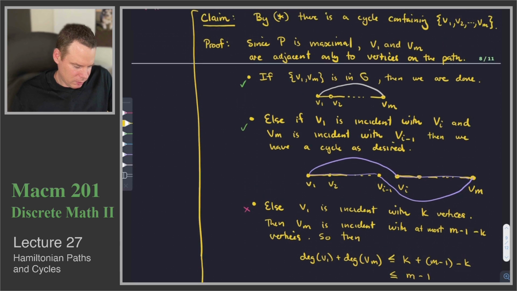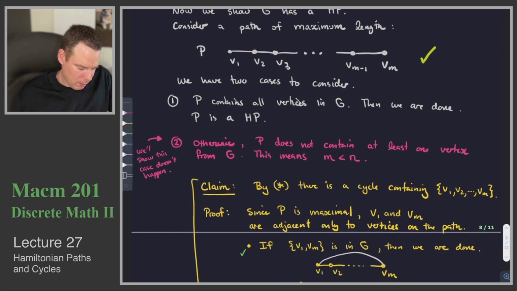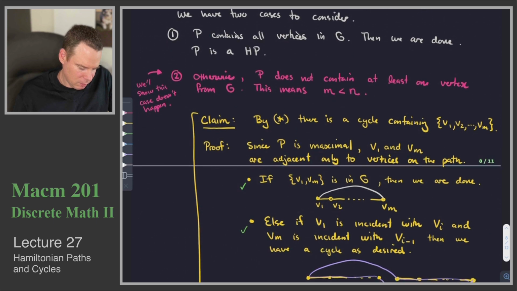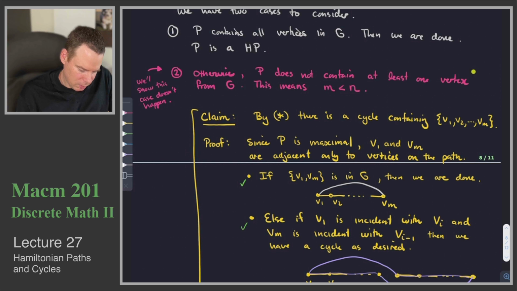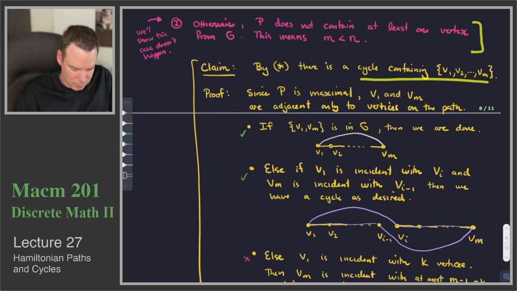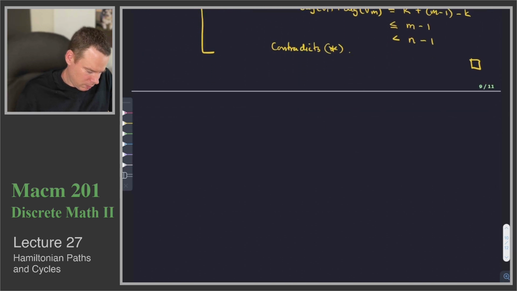And so now let's backtrack to see where we are. We constructed a path of maximum length, and we are trying to show that it actually contains all the vertices. So if it doesn't, we are in this case here. And we have just shown that there must be a cycle then. In this case, there must be a cycle containing those vertices. So not only is there a path with V1 through Vm, there in fact is a cycle on the vertices V1 through Vm. So that's what we have. So we'll jot that down.